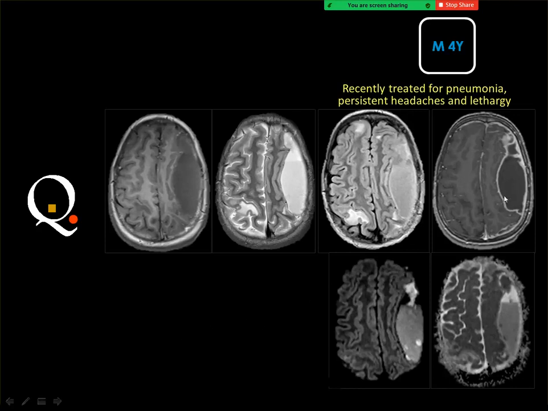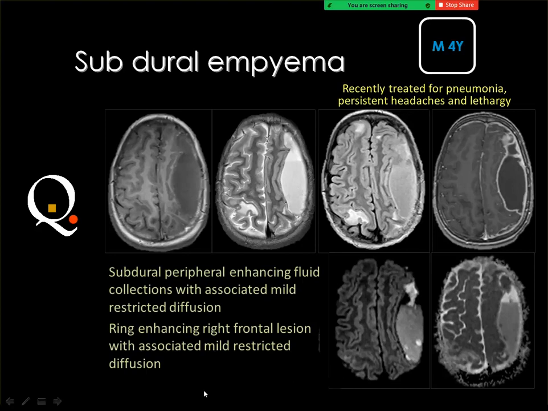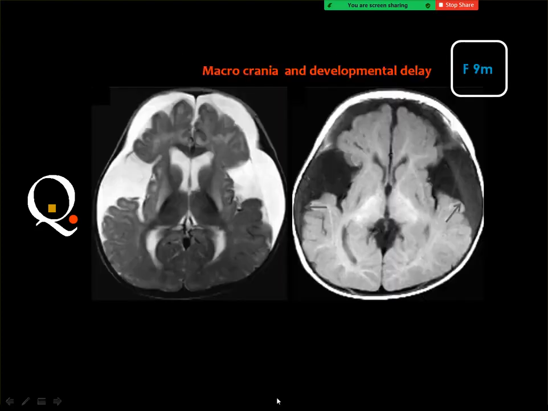But if they are located in the epidural space or in the subdural space, we usually call them empyema. And this is subdural empyema because it extends over a good part of the cerebral cortex. And you know that epidural collections are usually limited to a small area, and they do not usually extend for such a distance. Next case is a female 9 months old with macrocephaly and developmental delay.